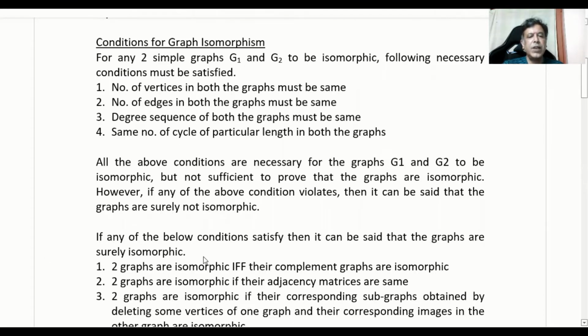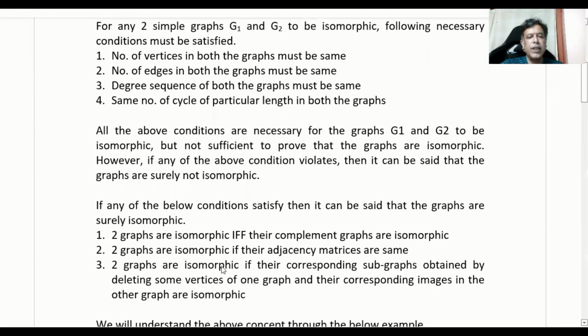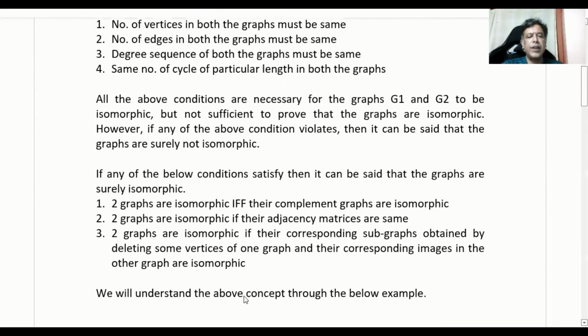Now, what are those sufficient conditions? If any of the below conditions is satisfied, then it can be said that the graphs are surely isomorphic. Two graphs are isomorphic if and only if their complement graphs are isomorphic. We need to check any one of these conditions only when we check for sufficiency. Two graphs are isomorphic if their adjacency matrices are the same. Two graphs are isomorphic if their corresponding subgraphs, obtained by deleting some vertices of one graph and their corresponding images in the other graph, are isomorphic. We'll understand the above concept through an example.